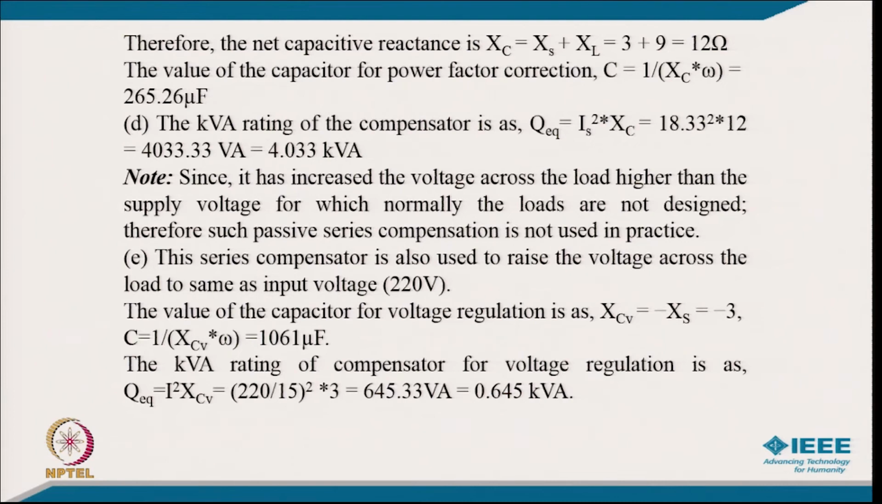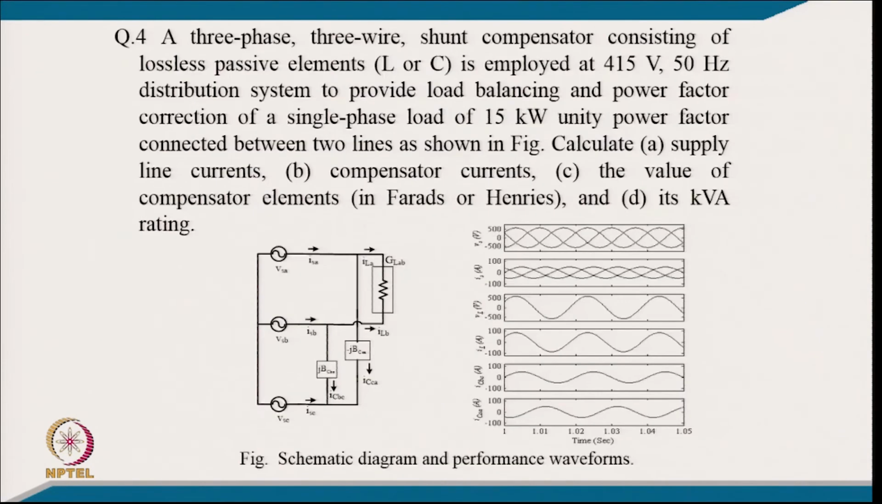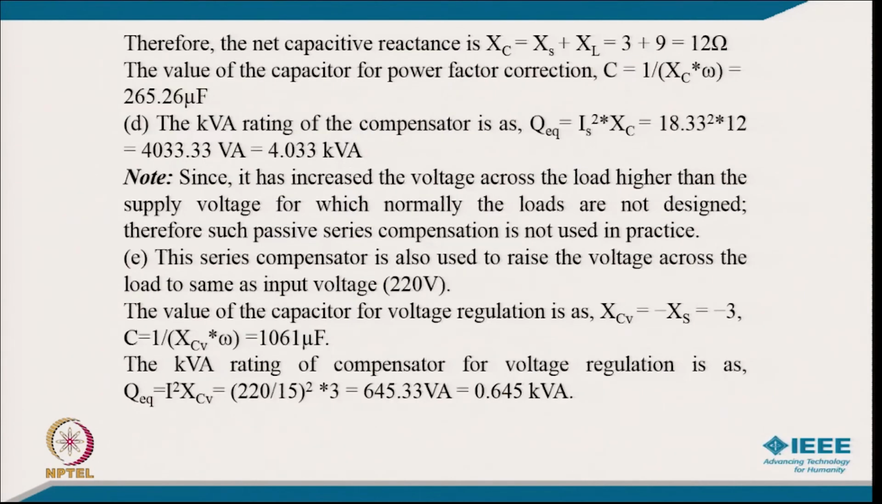What we are doing here, putting this capacitor equal to the source impedance, is because we only have to compensate the drop across the source impedance. So the kVA rating of the compensator for voltage regulation is XQ equal to I squared XC, that is 220 divided by, typically, 15 ohm, squared, into 3, and it comes to 645.33 VA, which is 0.645 kVA. So this compensator rating for voltage regulation is much lower than what we got in the shunt compensator.